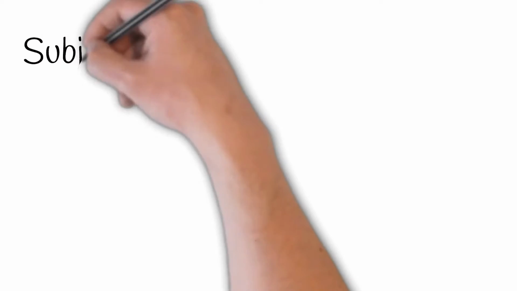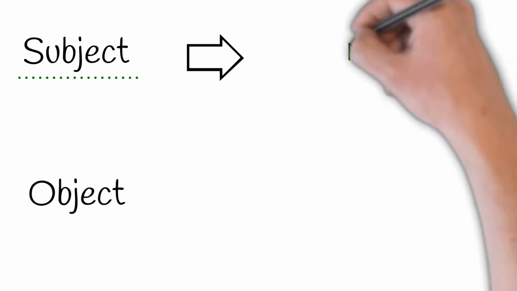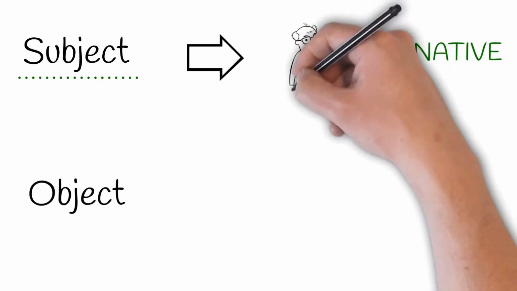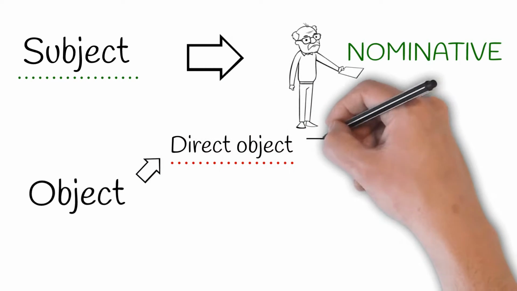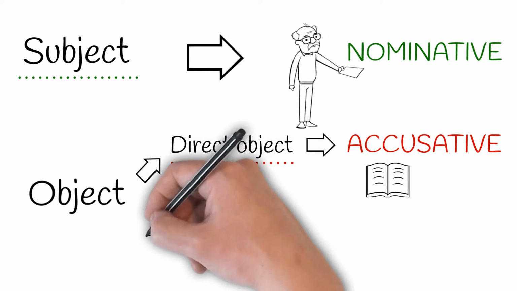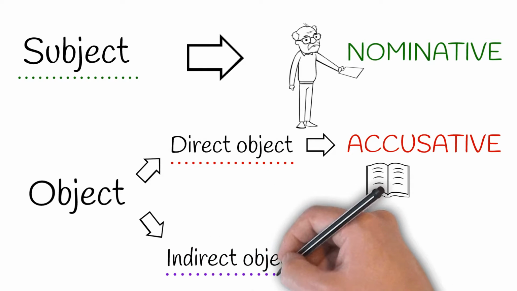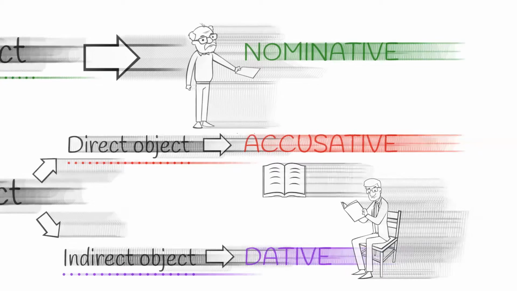We've used the terms subject and object, but there are actually some German-specific terms that we need to learn and get used to using. And so we call a subject in German a word in the nominative case. It is nominative. We call a direct object a word in the accusative case. It is accusative. And we call the indirect object a word in the dative case. It is dative.